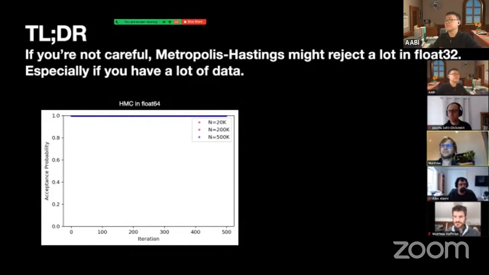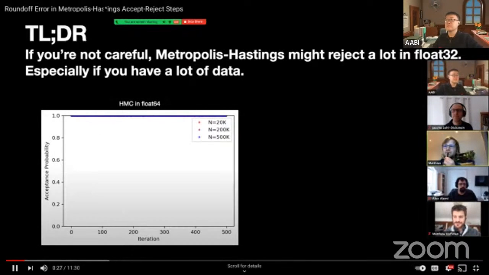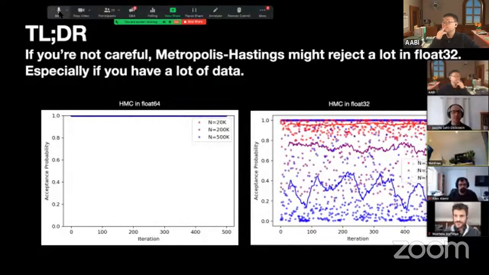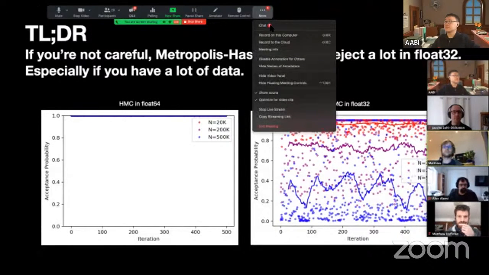of data. To illustrate this, on the left is the acceptance probability of a Hamiltonian Monte Carlo Metropolis Hastings algorithm on some synthetic linear regression problems with different amounts of data, as a function of iteration number. You can see the acceptance probability is essentially 1 if we do it in float64. If we drop down to float32, the situation becomes much worse, especially as the size of the data set increases. So I'll spend the rest of the time trying to give you some intuitions for why this happens and what we can do about it.